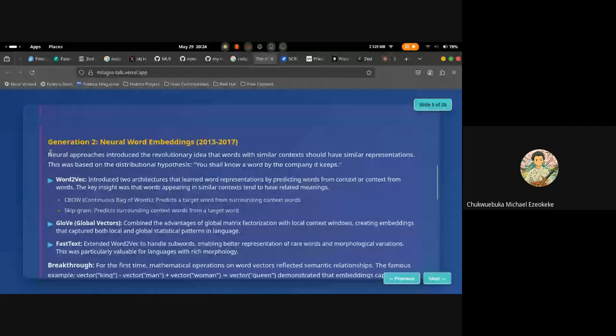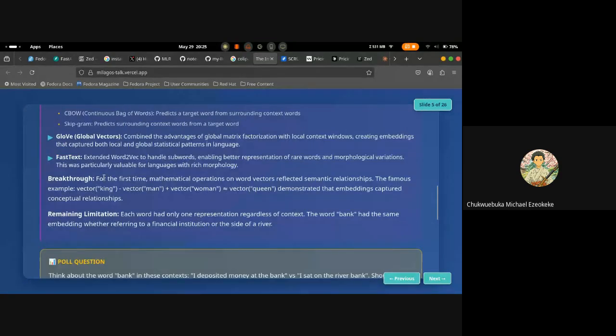Moving on to the second generation, where we had neural word embeddings. The concept was based on the hypothesis that you shall know a word by the company it keeps. I don't know if you have come across the concept where someone says king minus man plus woman equals queen. That concept was based on this second generation of text embeddings, like Word2Vec, where you use skip-gram and try to predict the target word from its surrounding context. This was a breakthrough.